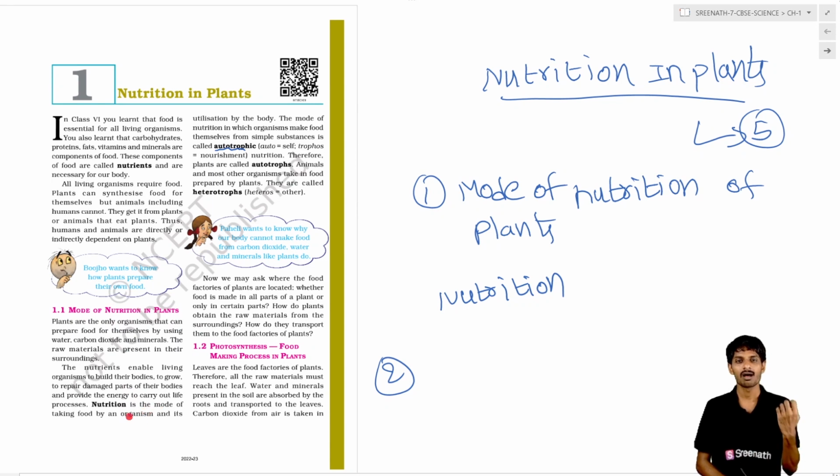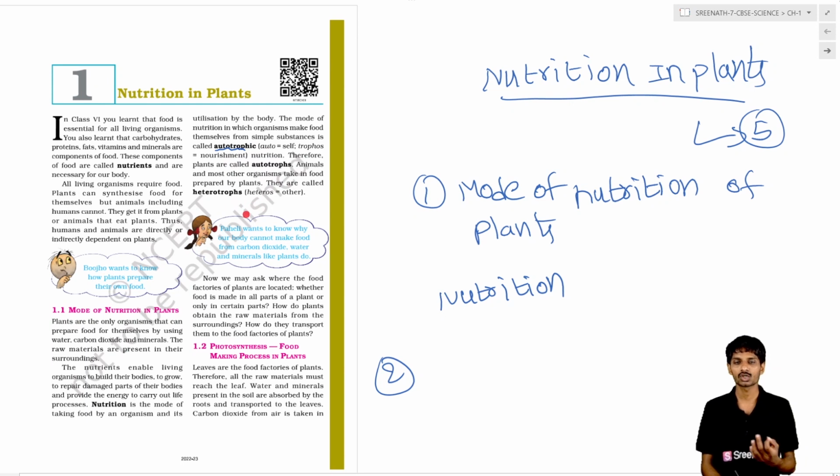Nutrition is nothing but the mode of taking food by an organism or plant. Mode of taking food is called nutrition. Basically, there is autotrophic nutrition, which means organisms or plants prepare food on their own. It is called autotrophic nutrition.